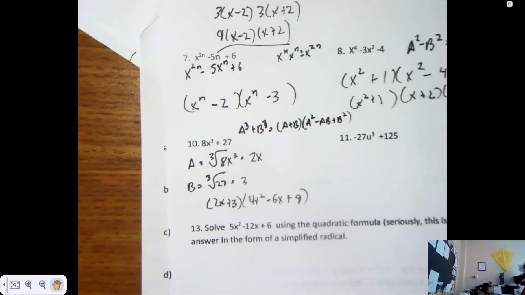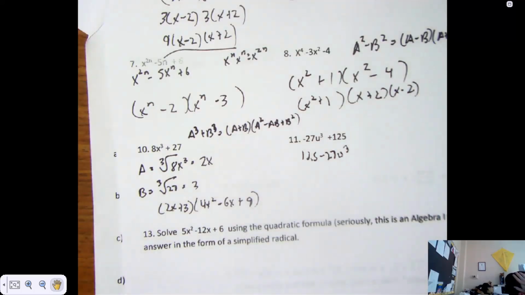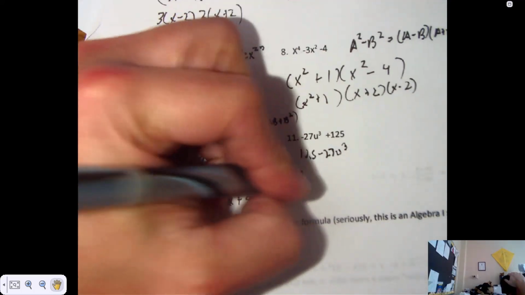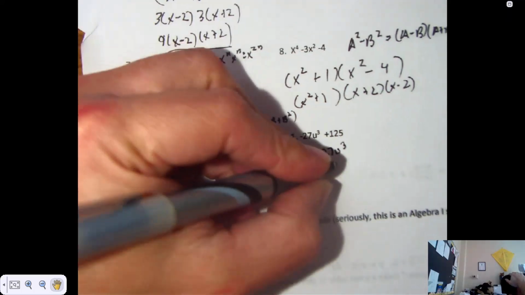The next one is actually a difference of 2 cubes. And I'm going to rearrange it. Makes it more apparent. Is 125 a cube? Yep. Is 27u cubed a cube? Yep. All right, we need to pick out a. A is the cubic root of 125, which is 5.